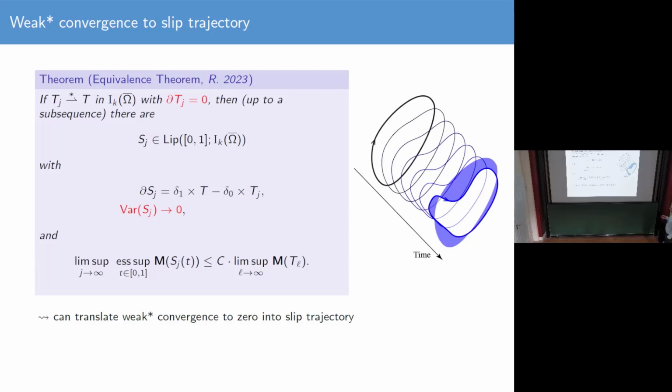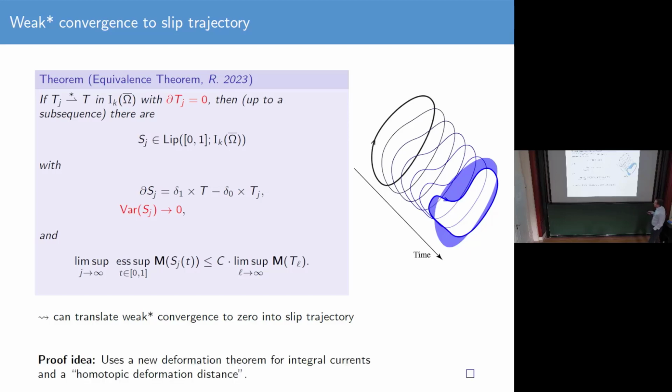So what I'm saying is I can translate this weak star convergence to zero into a Lipschitz trajectory. The idea is a bit involved, but I have to get a new deformation theorem for integral currents and use some sort of homotopic deformation distance with respect to Lipschitz deformation. I don't want to go into the details, but the message is you can translate this weak star convergence into a deformation. Okay.